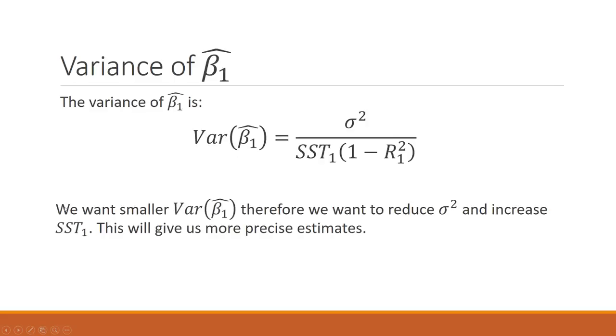So we want smaller variances of beta 1 hat. Therefore, we want to reduce the amount of variation in the error term, and we want to increase the amount of variation in the independent variable x1. This will give us more precise estimates. We always want a smaller variance of beta 1 hat.